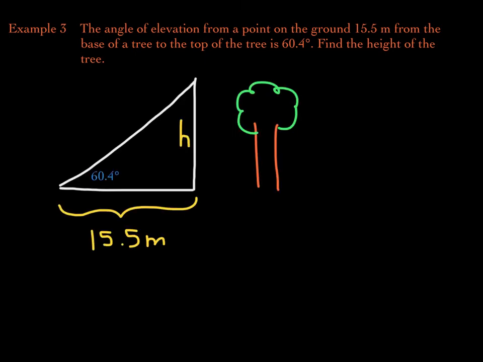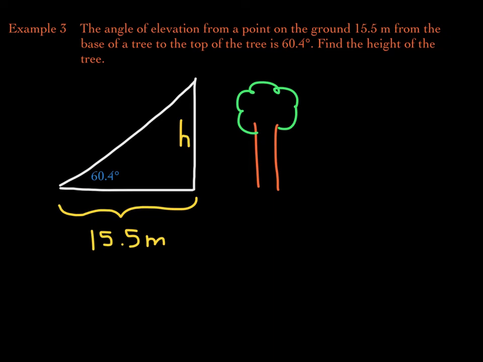So here we have the angle of elevation right here. It's from a point on the ground, right? This is the point on the ground, I guess, from where you're standing. From here to the base of the tree, assume that this tree is right up against this vertical here. So from where you're standing all the way to the base of the tree is 15.5 meters. And the angle of elevation, read the question carefully, the angle of elevation from this point on the ground, 15.5 meters from the base of the tree to the top of the tree, is 60.4 degrees.